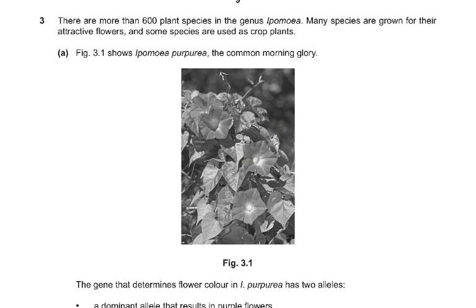Question 3: there are more than 600 plant species in the genus. Many species are grown for their attractive flowers, and some species are used as crop plants. Figure 3.1 shows the common morning glory. So you can see a picture of what it looks like.